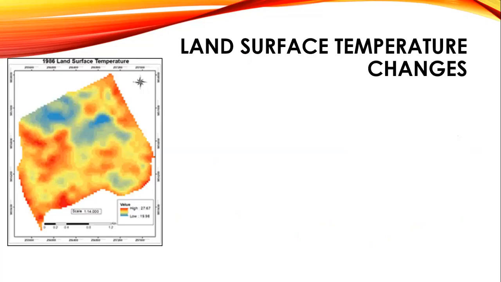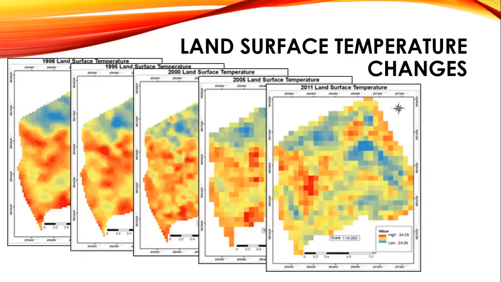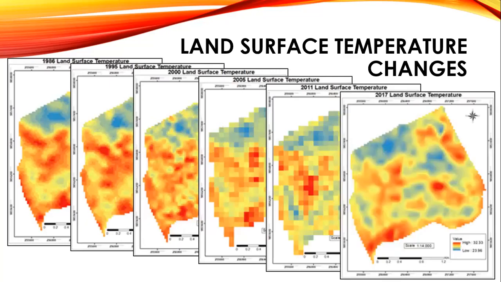The next thing is to get the land surface temperature, because we're looking at surface urban heat islands. The same thing from 1986, 1995, 2000, 2005, 2011, and 2017, the same period. Within the same period, you can see the areas where it's cooler, where it's hotter. Have there been changes in the minimum land surface temperature over the area? Is there also a change in the maximum land surface temperature? This is what we mean by trend analysis.